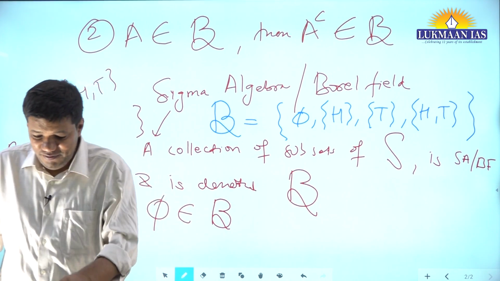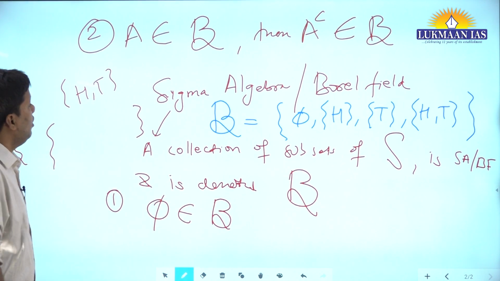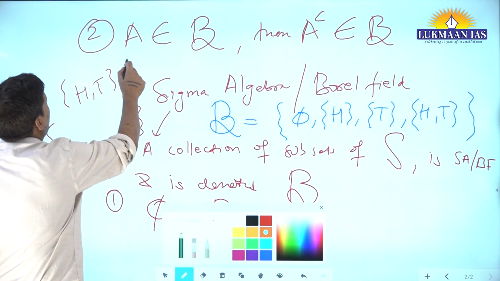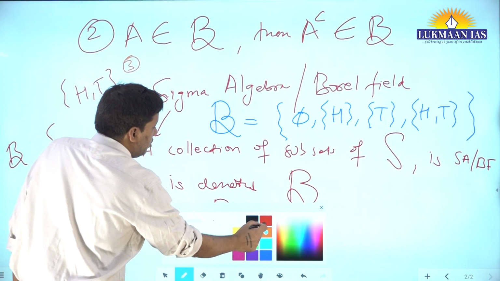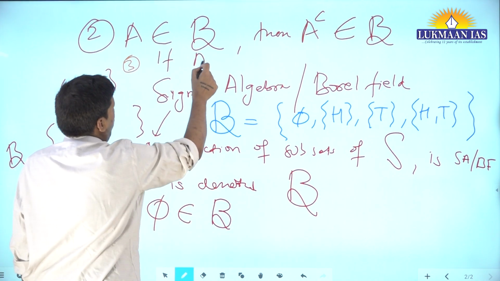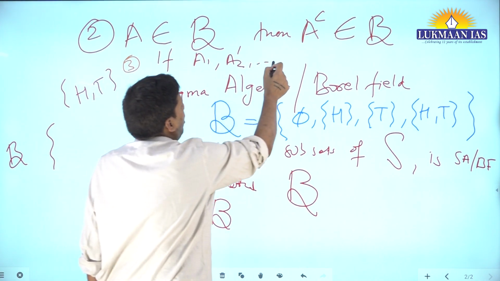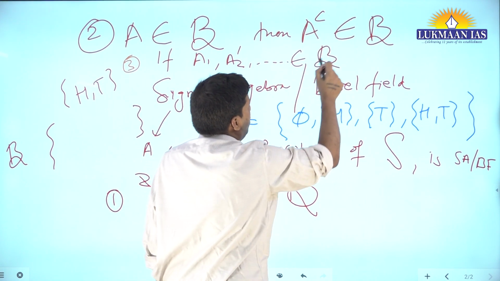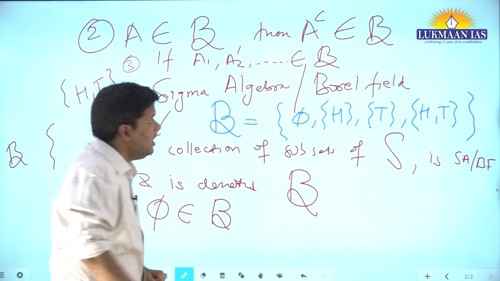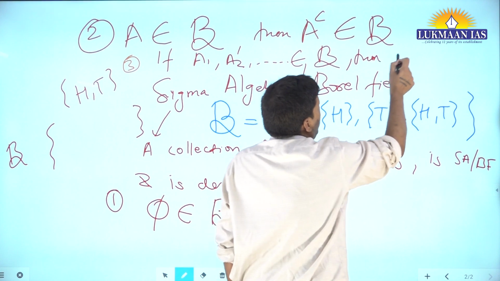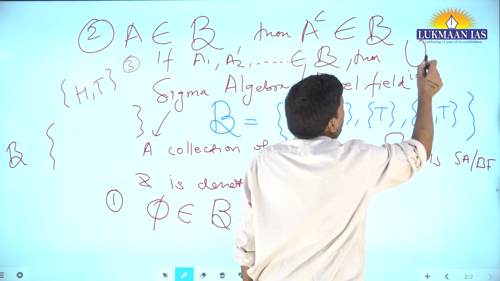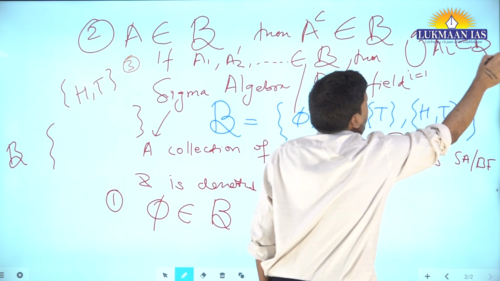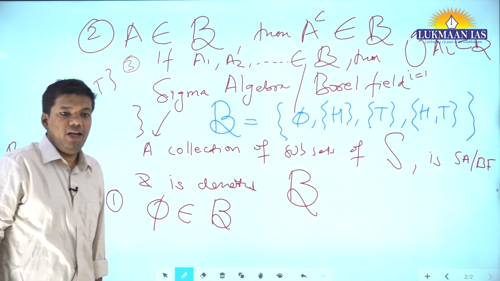Then the third property. If A1, A2, till let's say infinity, belong to the Borel field, then what has to happen? The union of these elements should belong to the Borel field. Fine. Any problem?